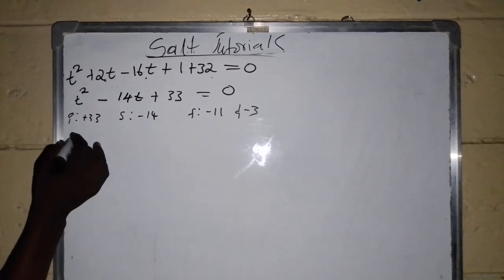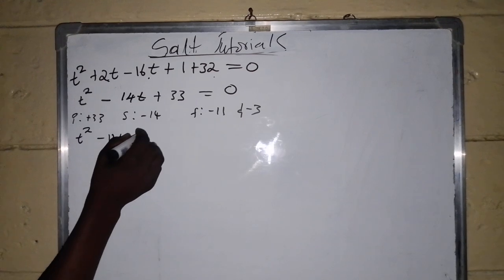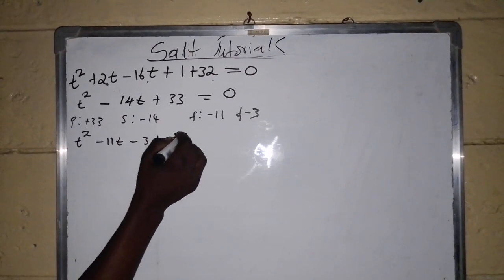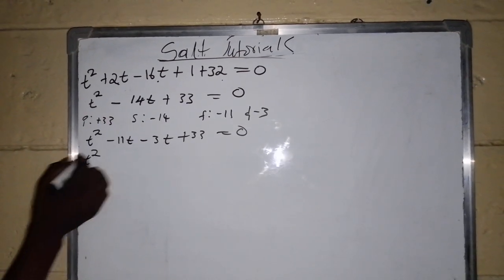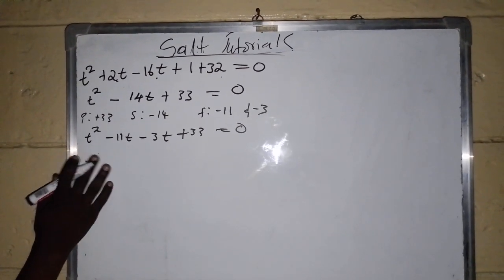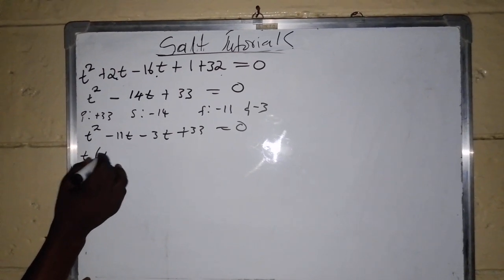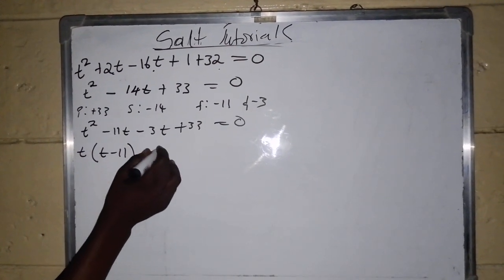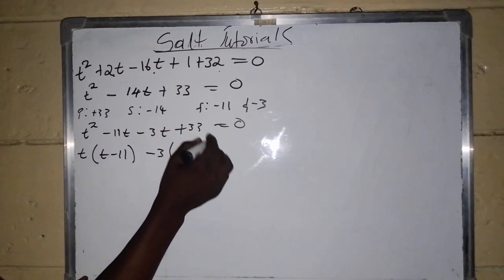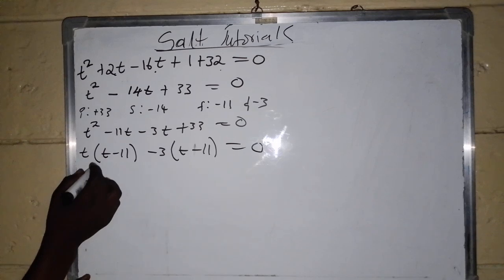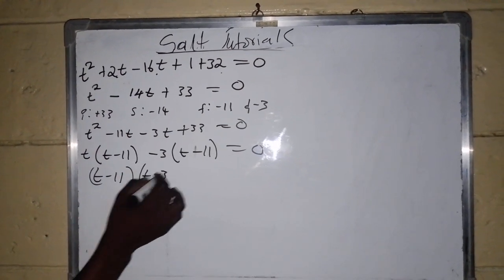So therefore we can have t squared minus 11t minus 3t plus 33 to be equal to 0. We can now factor out by pairs. This will be t, open bracket, t minus 11, and this is negative 3, t minus 11, to be equal to 0. We can have t minus 11 and t minus 3 to be equal to 0.